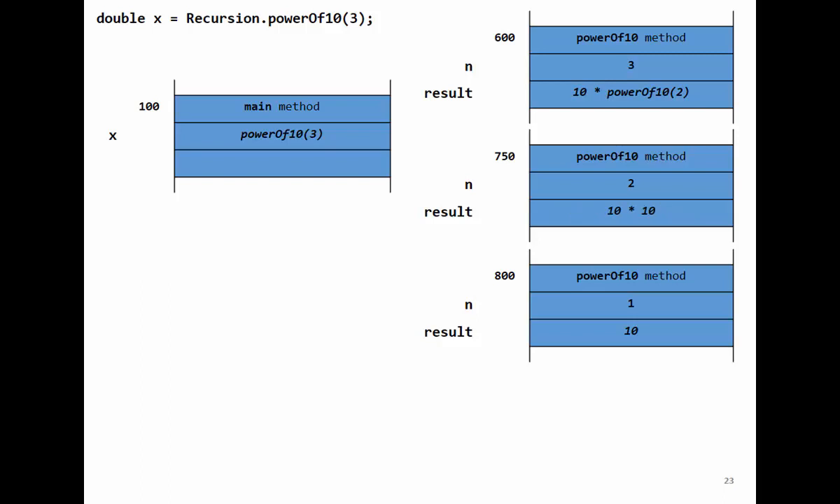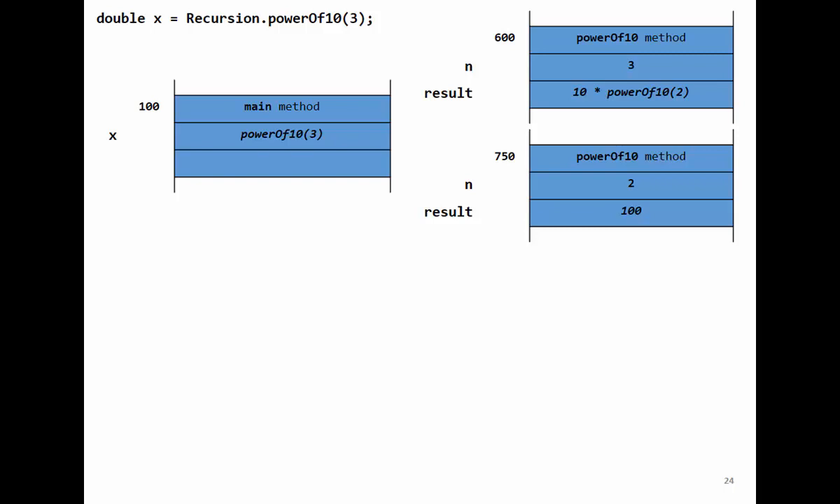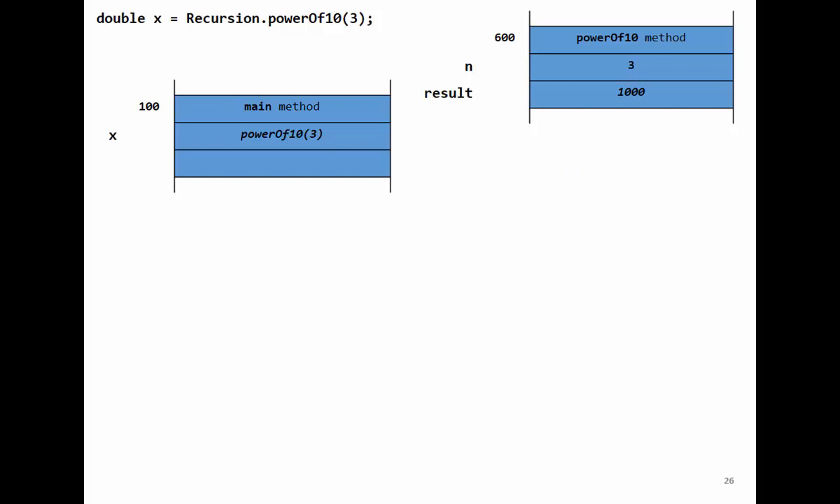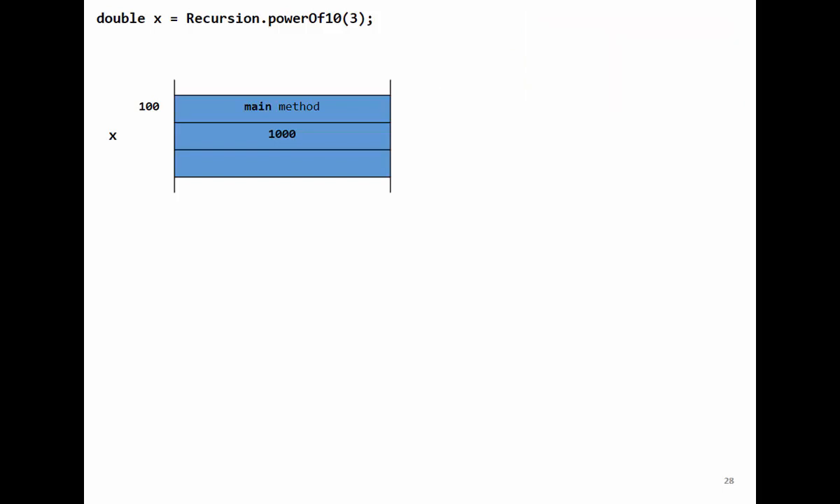So we substitute the value, 10 times 10, and we remove the stack frame. Then now the result will be back to the previous call, where N is equal to 3. We replace the result 10 times 100, and we remove the stack frame. And the last thing is we're going back to the main function, where we call the power of 3 for N. Then we will have removed all the frames from the stack.